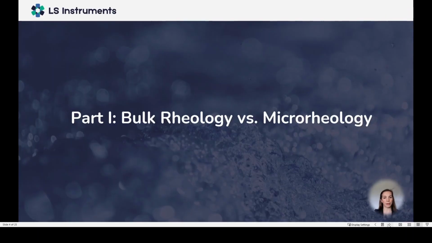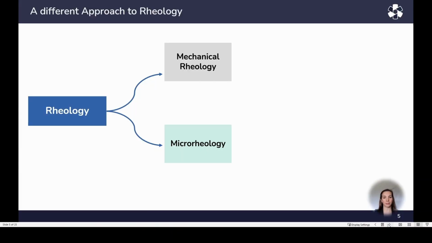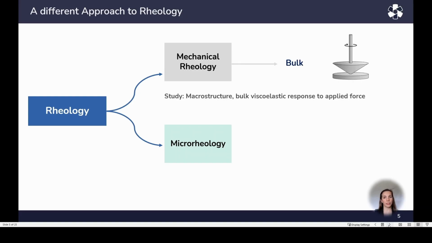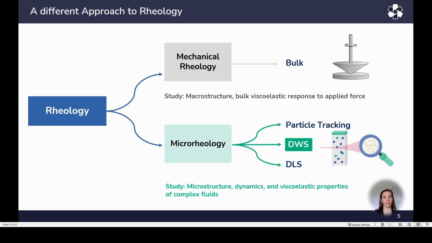Let me start by comparing the most common methods used to extract the rheological properties of a sample: mechanical or bulk rheology and microrheology. In bulk rheology, an external force is applied to the sample, and the response of the entire material is measured at once. This gives us a macroscopic view of its behavior. In microrheology, passive to be precise, no external force is applied. Instead, the motion of nano or microparticles dispersed within the material is tracked to probe its response.